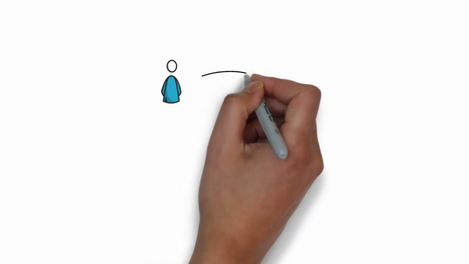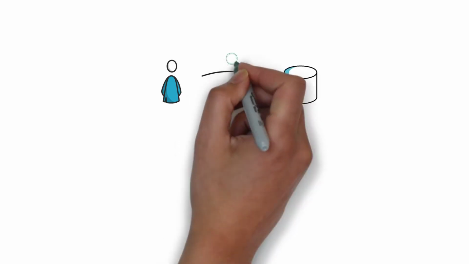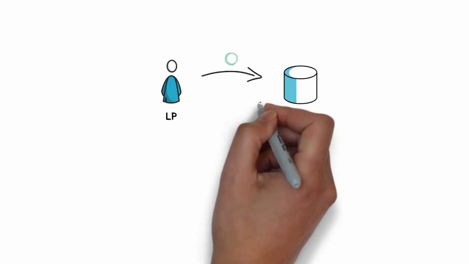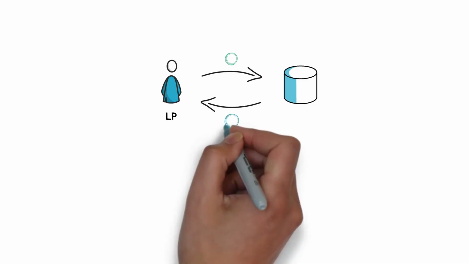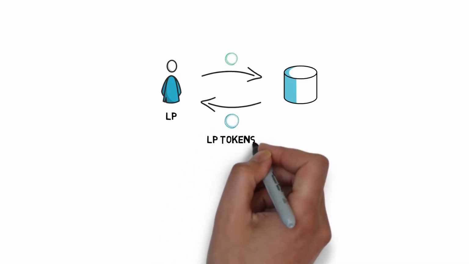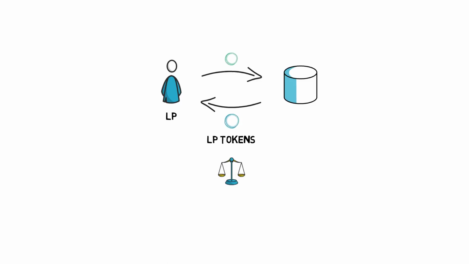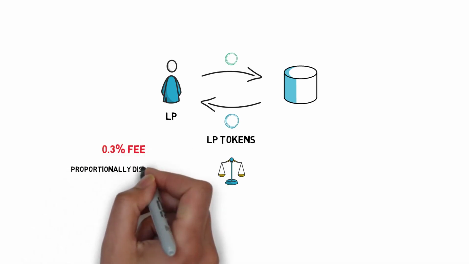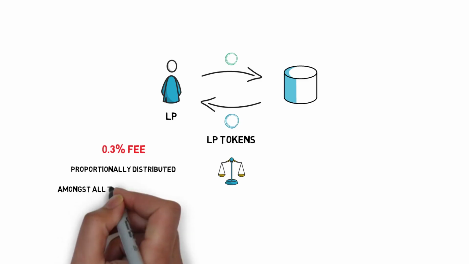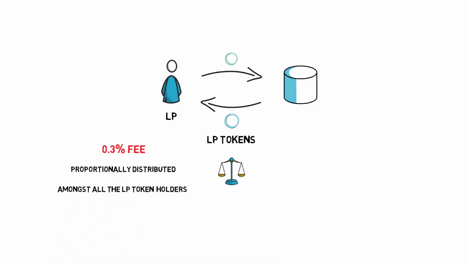When liquidity is supplied to a pool, the liquidity provider, LP, receives special tokens called LP tokens in proportion to how much liquidity they supplied to the pool. When a trade is facilitated by the pool, a 0.3% fee is proportionally distributed amongst all the LP token holders. If the liquidity provider wants to get their underlying liquidity back plus any accrued fees, they must burn their LP tokens.